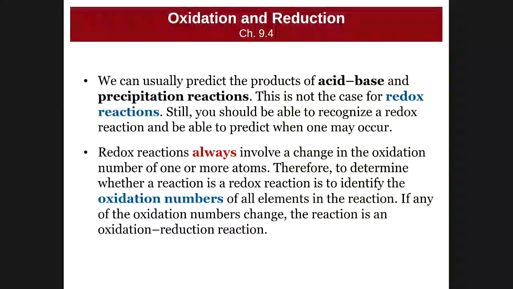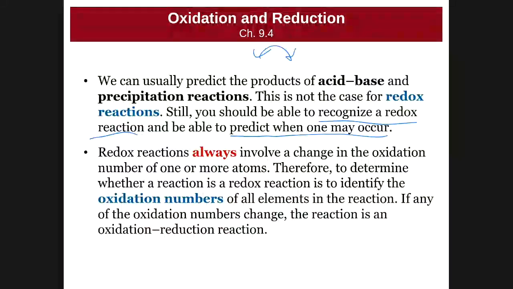All right. So just to finish up here, we can usually predict the products of acid-base reactions or precipitation reactions like we've shown before. So acid-base reactions usually produce water, and precipitation reactions usually produce an insoluble product. So we can usually predict those products because it's an exchange of ions between the 2 compounds. Anyway, this is not the case for redox reactions. Redox reactions are much harder to predict the products for, so it's not really something we expect you to do. But if we give you a whole reaction with reactants and products included, you should be able to predict that the reaction would be a redox reaction, and you should be able to recognize one when you see it.